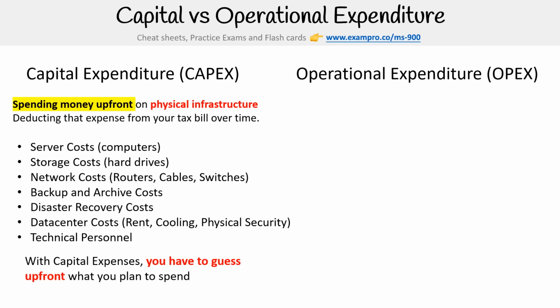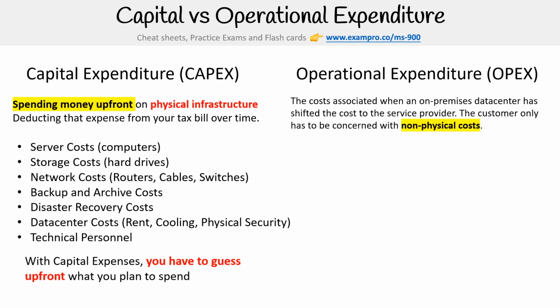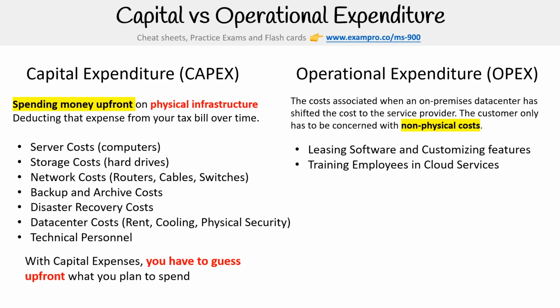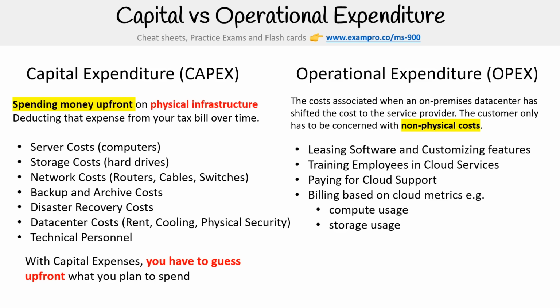Now let's look at operational expenditure. Operational expenditure is the cost associated when an on-premises data center has shifted that cost to the service provider. So here in this case, it's the cloud service provider, and the customer only has to be concerned with non-physical costs. What are some examples of OPEX costs? Leasing software and customizing features, training employees in cloud services, paying for cloud support, billing based on the cloud metrics, so compute usage and storage usage.